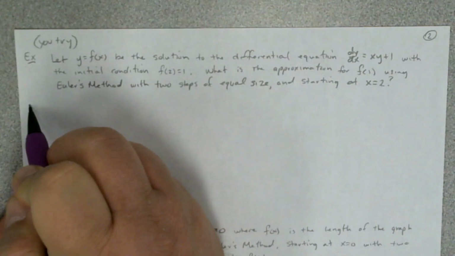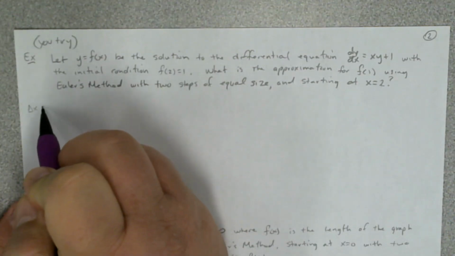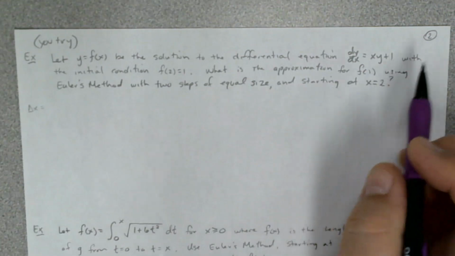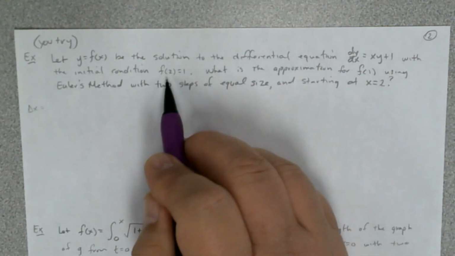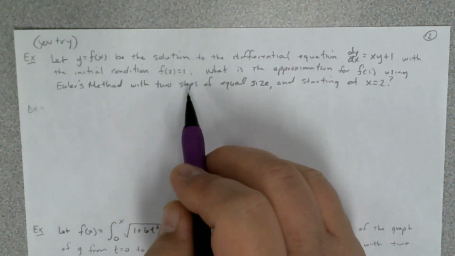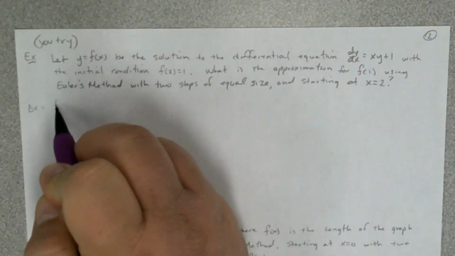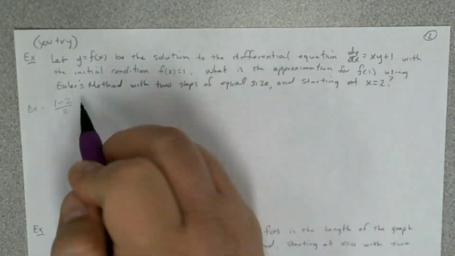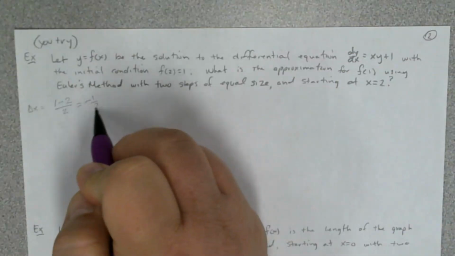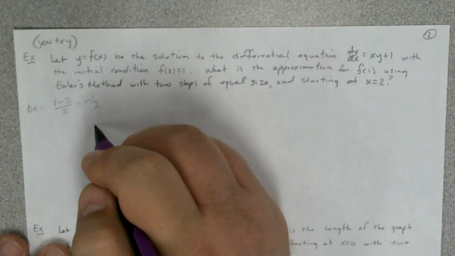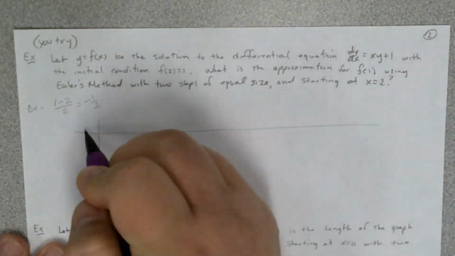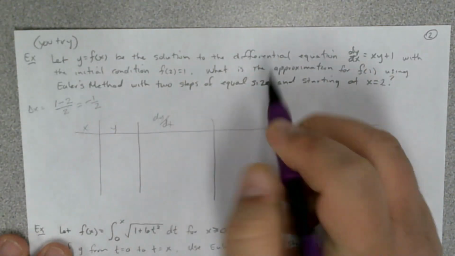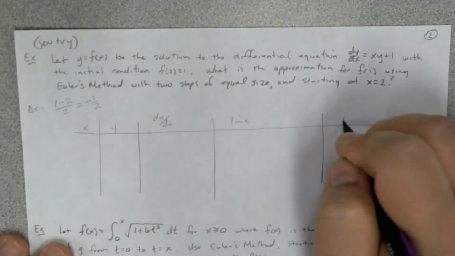Same thing as always, we want to find our step process here that we're going to use. This is going to be the b minus a. So in this case, we're starting at 2 and going back to 1. Okay, so that means our end value is 1, our start value was 2, and we're going 2 steps of equal size. And so this gives me a step size of negative 1/2. Okay, and so then when I make my table, here's x, here's y, dy dx, the line, the new y.